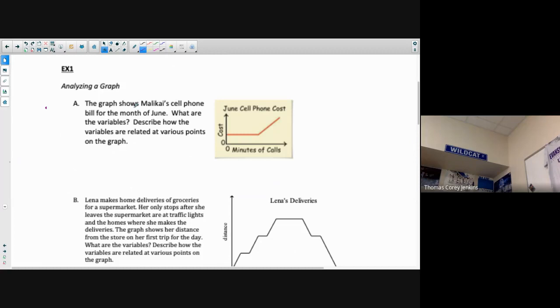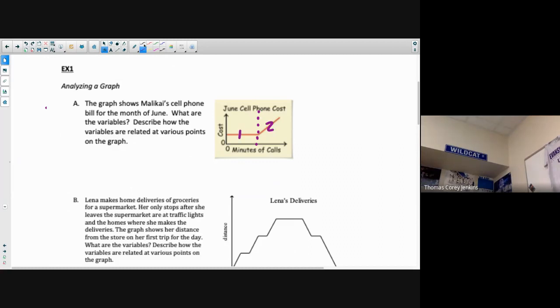Analyzing the graph. It says the graph shows Malachi's cell phone bill for the month of June. What are the variables? Describe how the variables are related at various points on the graph. Okay, so the first thing you want to do is identify any changes in behavior. So here's the function as it goes. It's consistent right here, and then it changes. So we kind of have 2 intervals here. We'll call it interval 1 and interval 2.